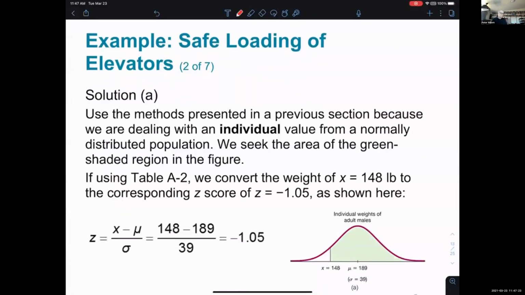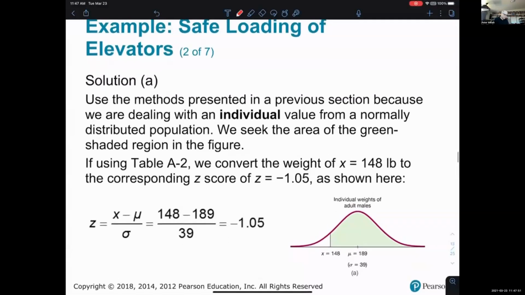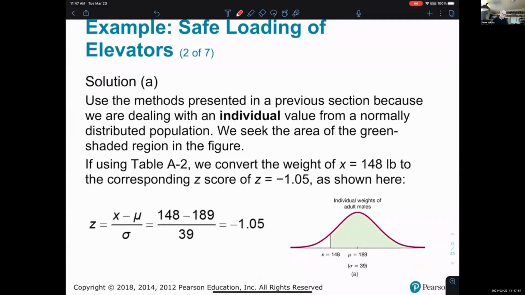Part A, use the methods. Remember, part A has nothing to do with the central limit theorem. It says use the methods presented in the previous section because we're dealing with an individual in part A. For an individual value from a normally distributed population, we would get the z-score. So they show the little formula for getting the z-score for 148 pounds using the mean and the standard deviation of the population. They got negative 1.05. And then from that, they would get the probability of being greater than that value.